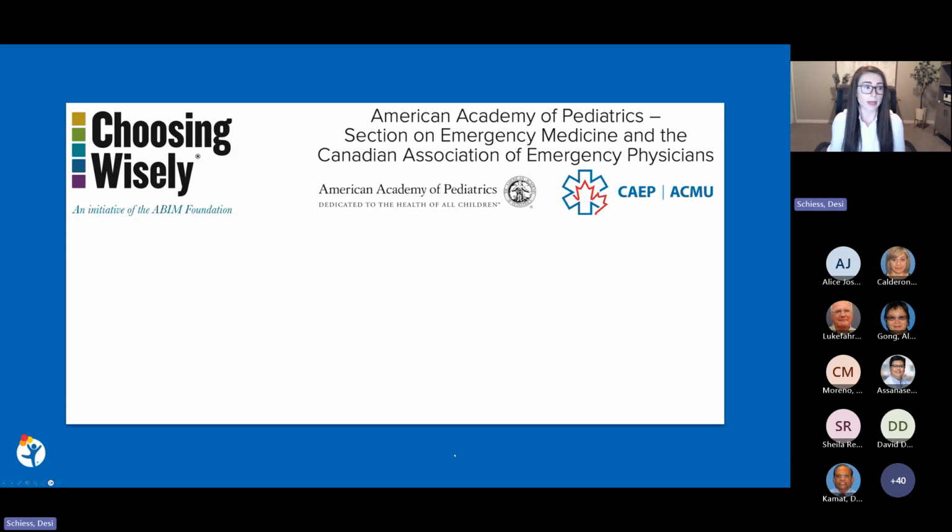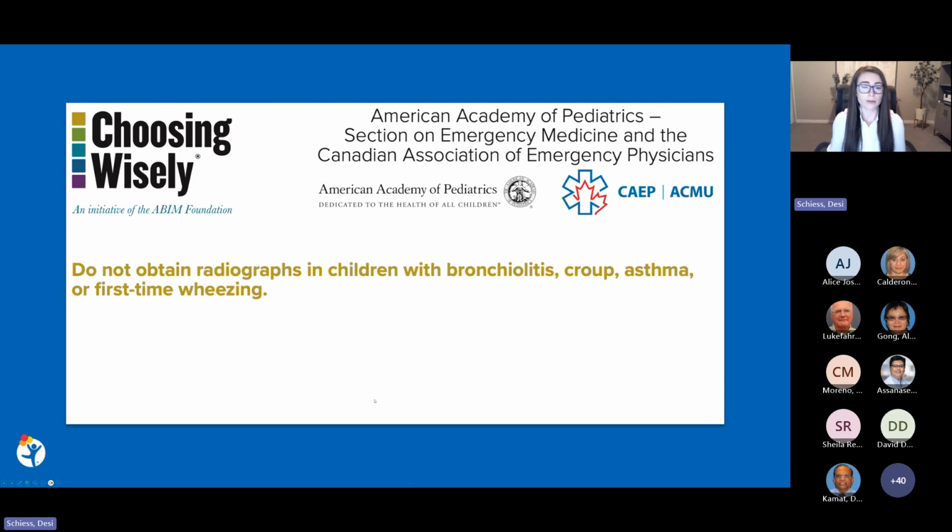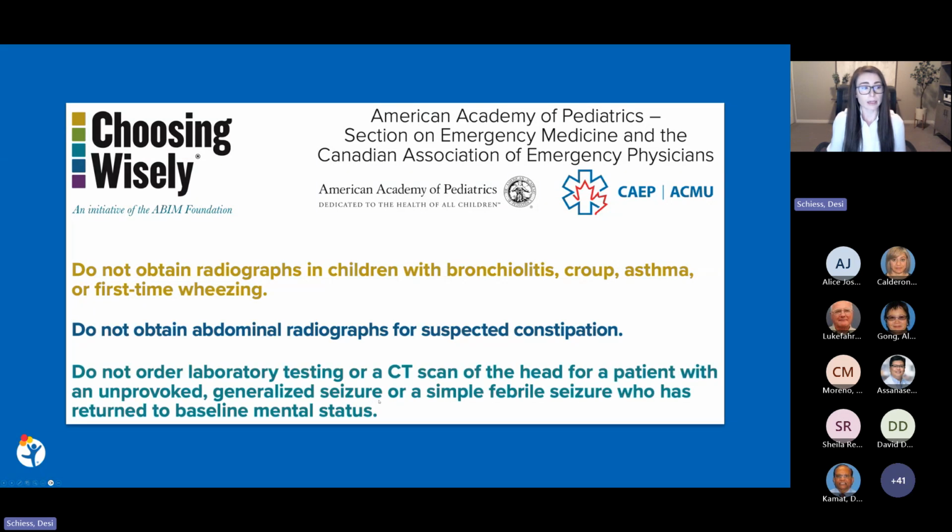Choosing Wisely is another campaign that partnered with the AAP to publish a set of guidelines for pediatric imaging. These include not ordering X-rays in children with bronchiolitis, croup, asthma, or first-time wheezing, nor for suspected constipation, and not ordering a head CT for a patient with a febrile seizure.